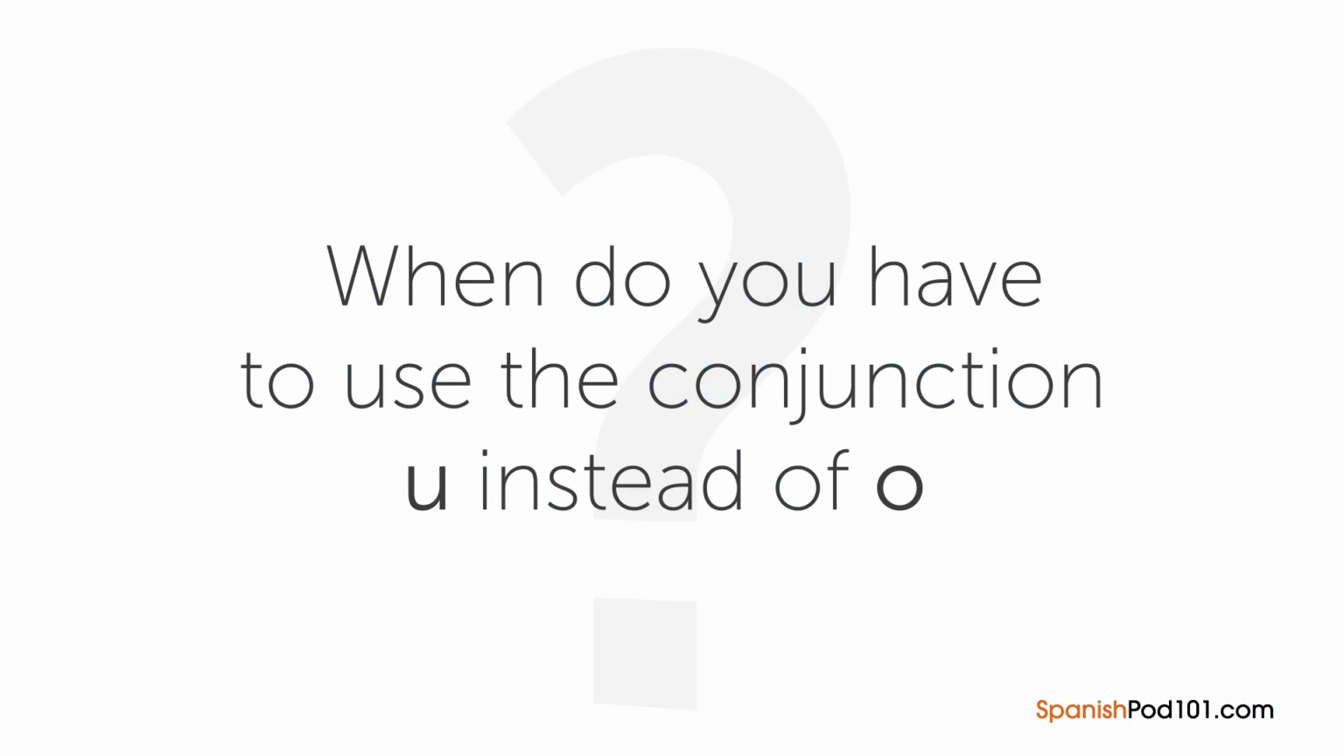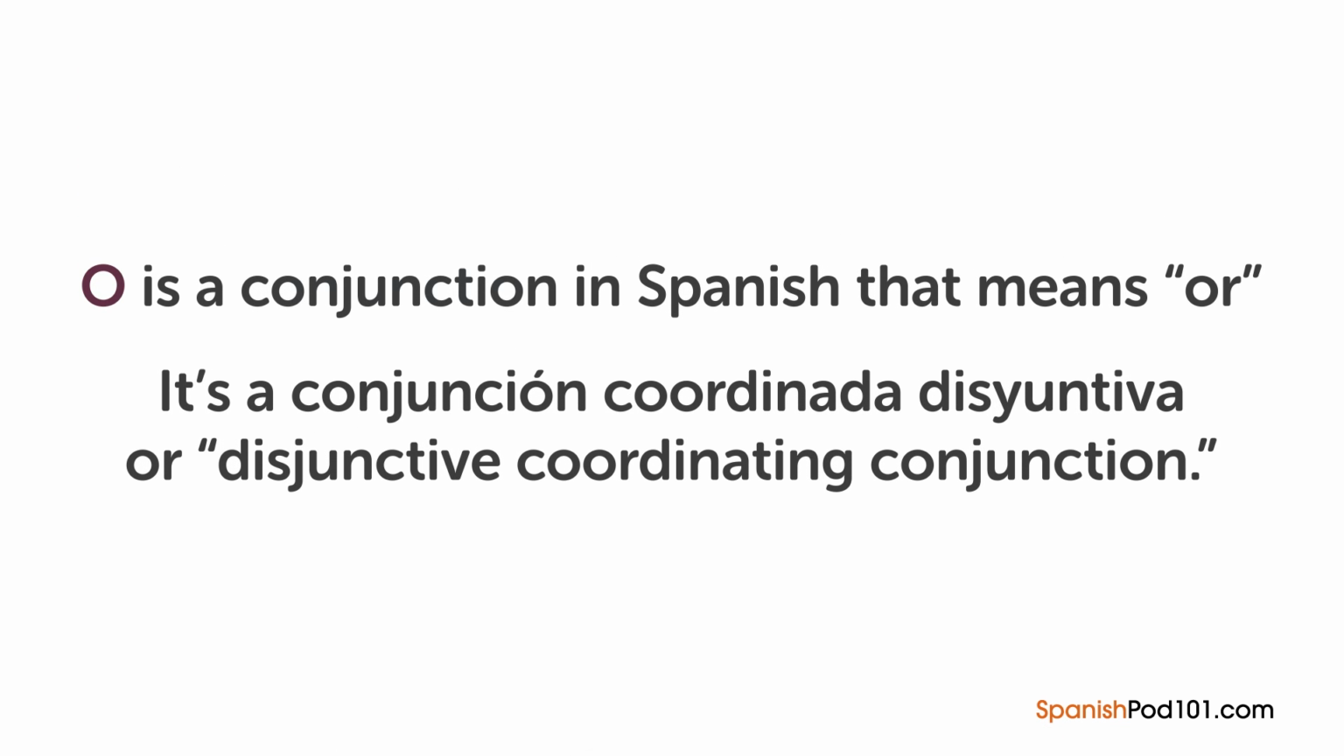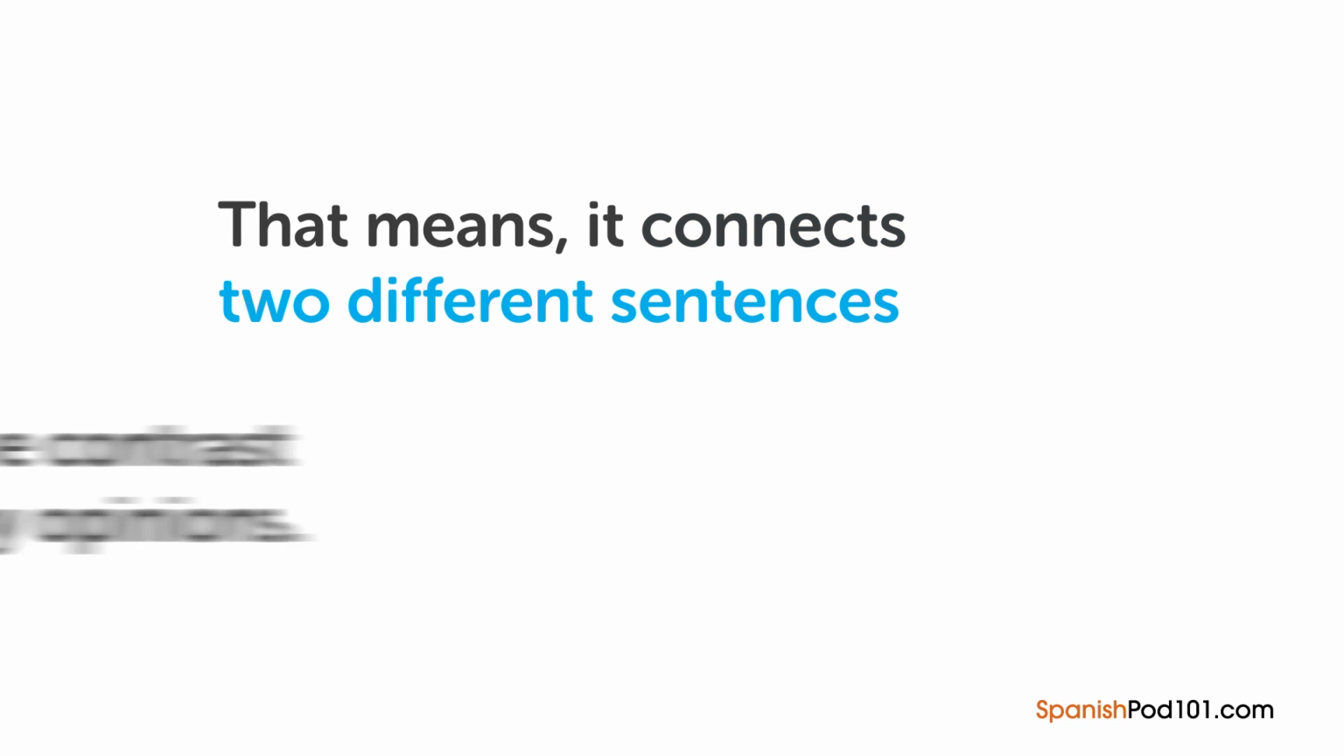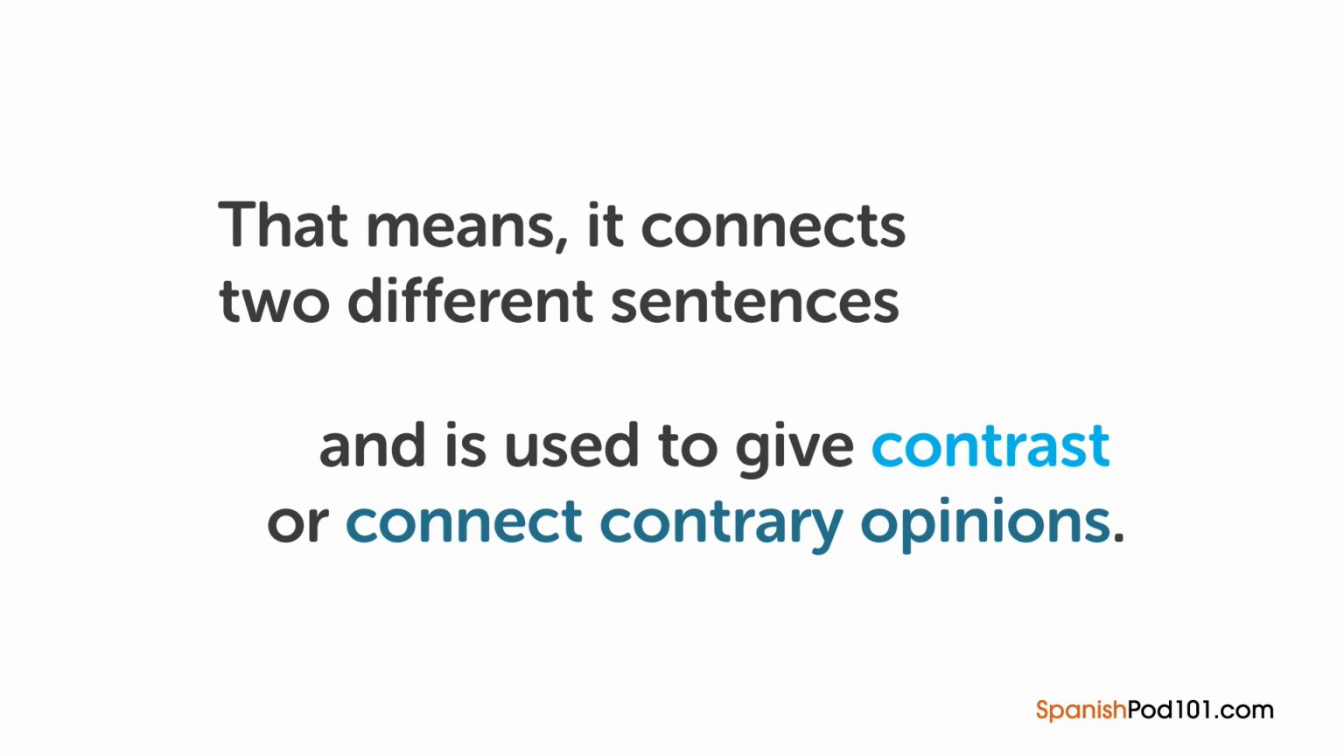The question for this lesson is: when do you use the conjunction u instead of o? First, let's go over some background information on how to use o. O is a conjunction in Spanish that means or. It's a conjunción coordinada disyuntiva, or disjunctive coordinating conjunction. That means it connects two different sentences and it is used to give contrast or connect contrary opinions.